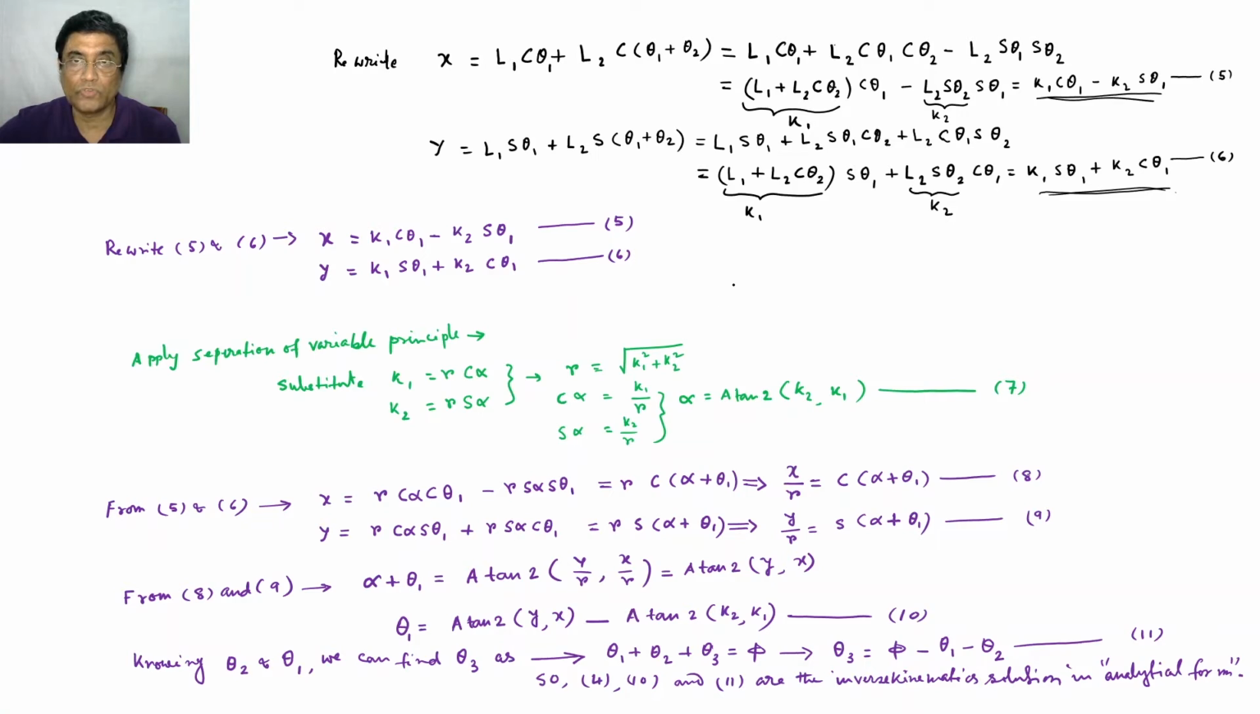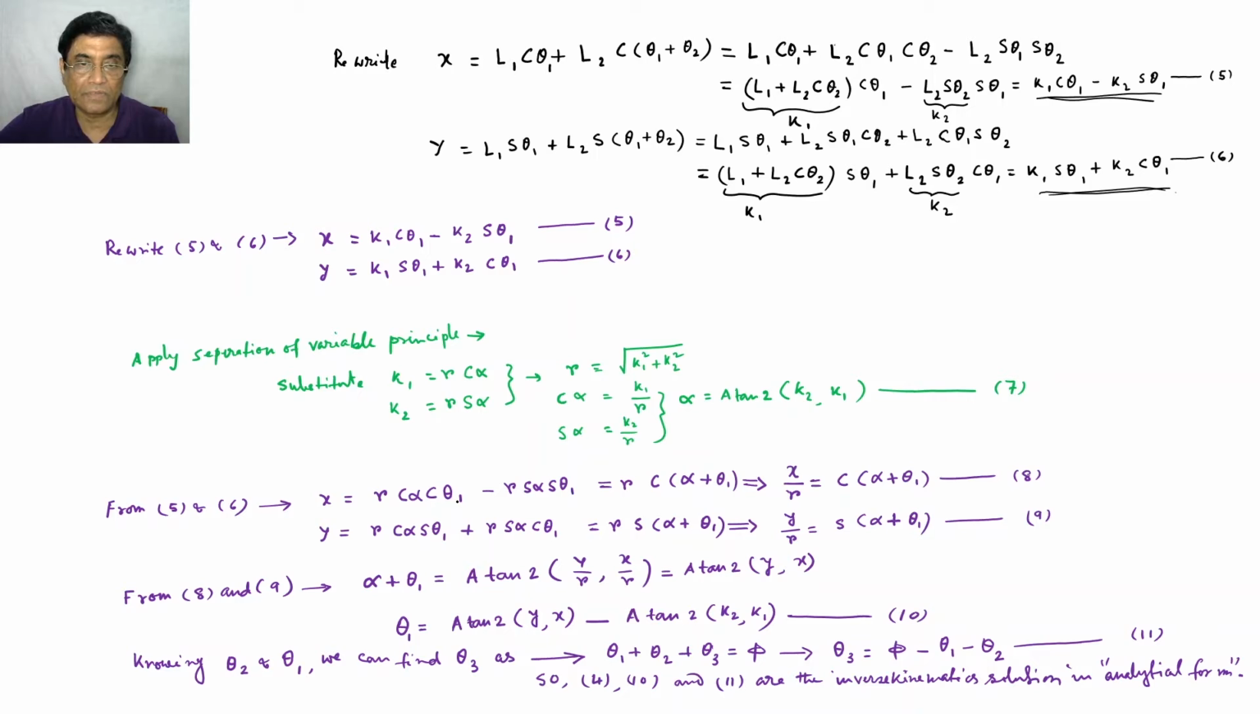These values are known to you already, and then you can calculate alpha. Cos alpha will be this, sin alpha from here will be this, with K1 and K2 known. The moment you know K1, K2, alpha is known, in terms of the atan2 function, atan2 of K2 comma K1. So from 5 and 6, you are getting it from here. Now I am putting these values.